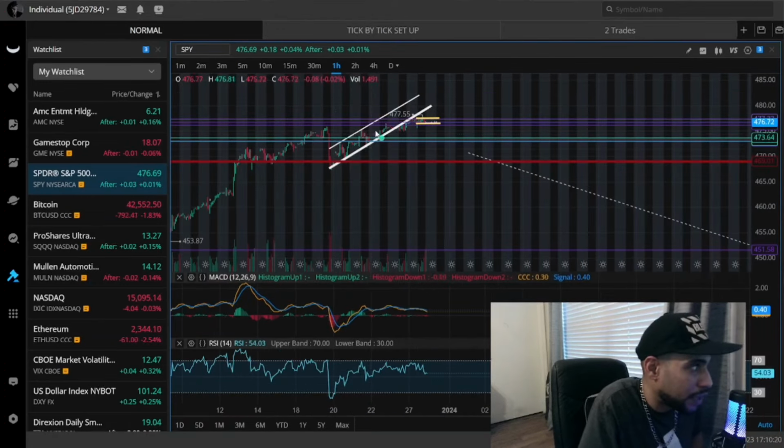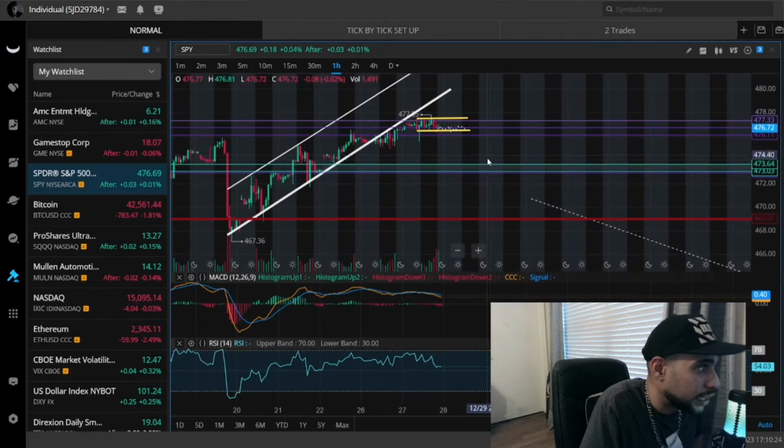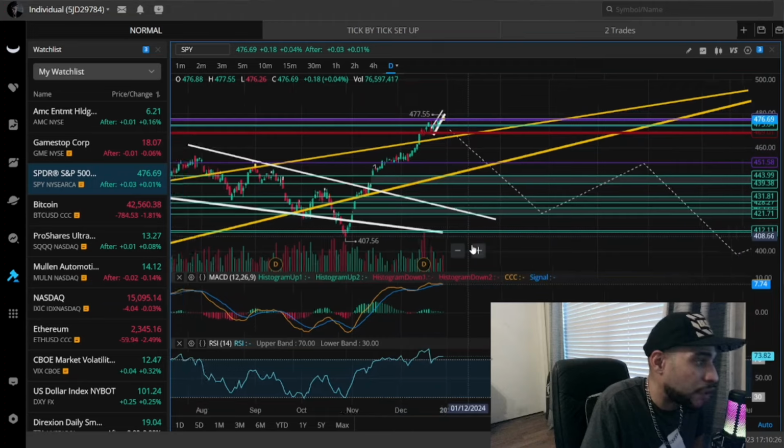You can see this bear flag style consolidation. We tested the top of it as resistance. It does look like SPY is fading out here on the macro.